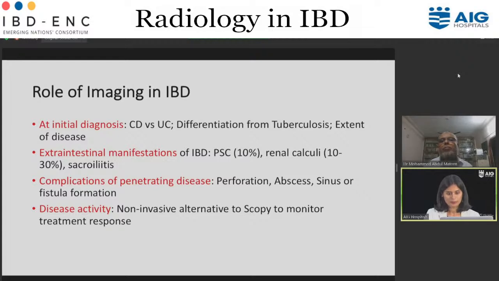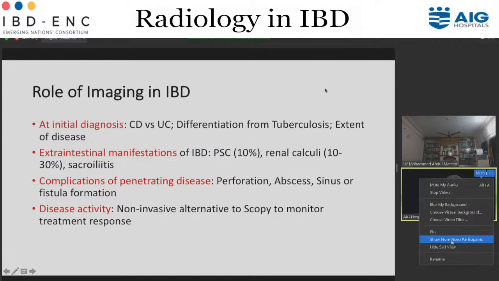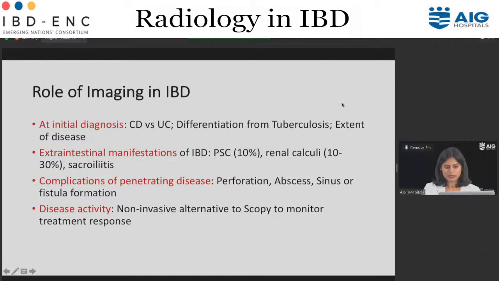And also to map the extent of disease. Extra intestinal manifestations of IBD can be picked up on CT enterography or MR enterography, and imaging is not limited to bowel alone. Complications of penetrating disease can be picked up early, even in clinically unsuspecting cases. And especially the role of MR enterography as a non-invasive alternative to scopy to monitor treatment response.